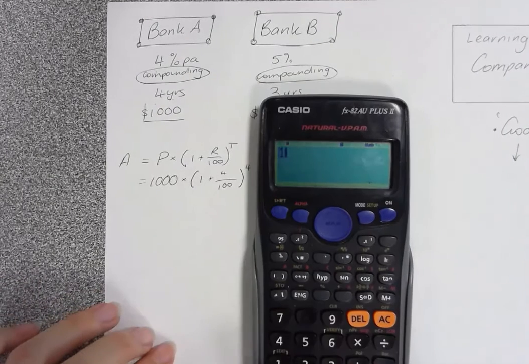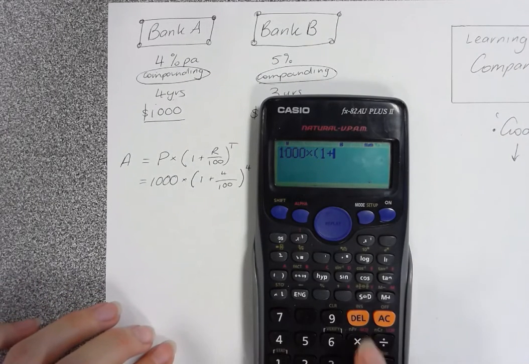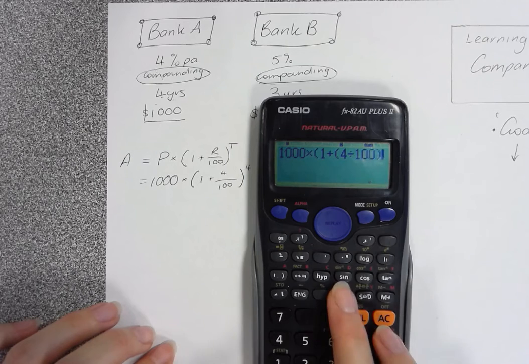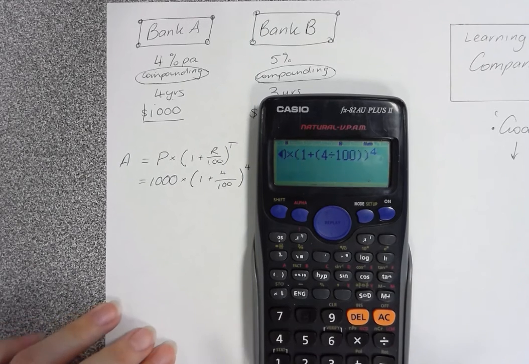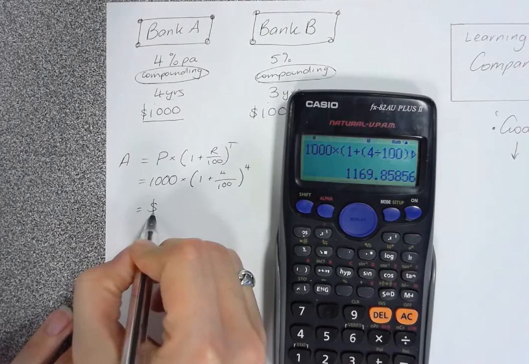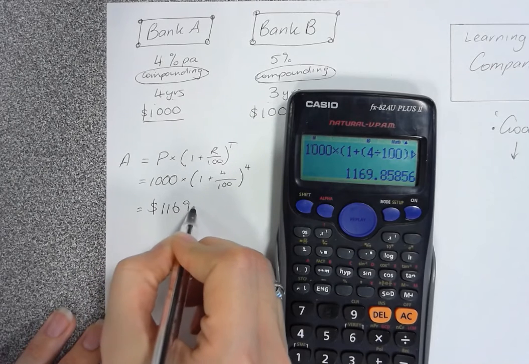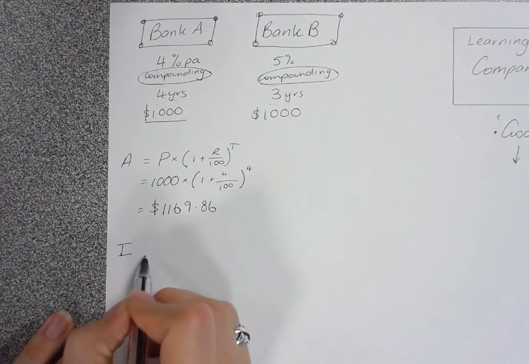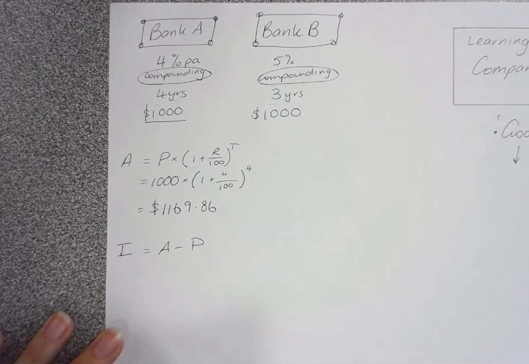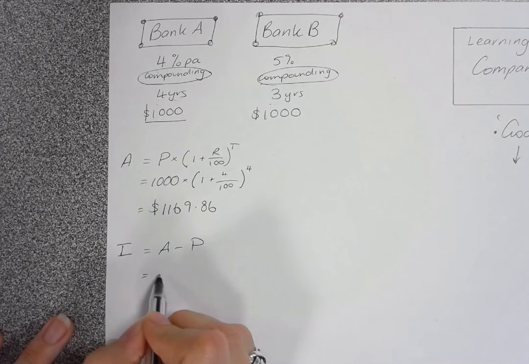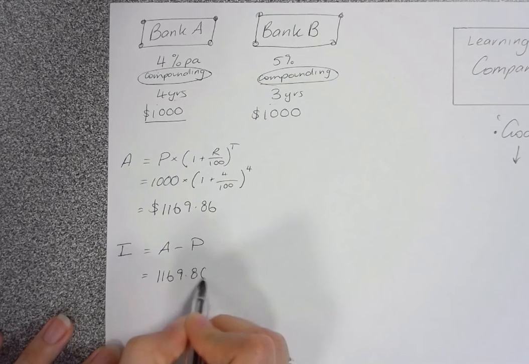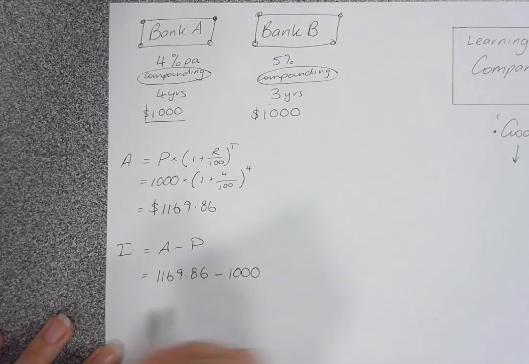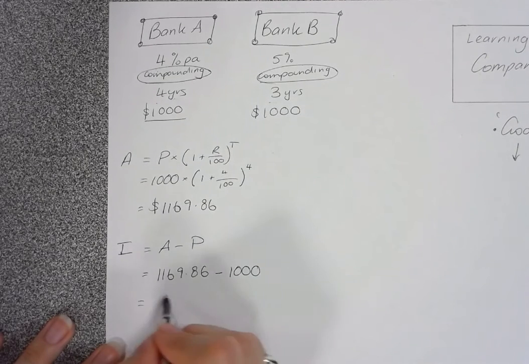Let's do that on the calculator. 1,000 times (1 plus 4 divided by 100) to the power of 4, and our answer here is $1,169.86 there, right? So to find out how much our interest is, we need to take our total and subtract the amount we borrowed. Everything over that will be the interest that we paid. So our total was this, and we are taking our $1,000 principal to start with. So we are left with $169.86. Okay, that is Bank A.